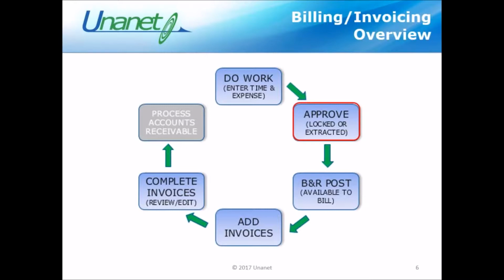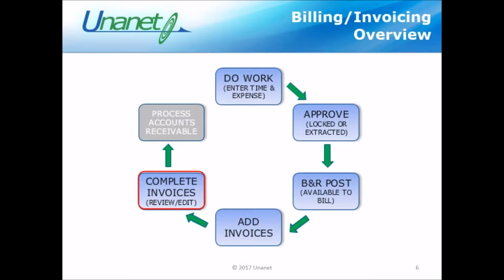Okay, so we did the work, we approved those time and expenses. So they're in locked or extracted status, and now that means that they're available for posting. So we're going to perform the billing and revenue post, and that sets up those items that are ready to be billed. Once the billing and revenue post has been completed, we're able to create customer invoices. So this is on the Uninet menu as Add Invoices. After we add the invoices, we have an opportunity to take a look at those, review them, maybe make some edits before completing the invoices, and that's the system terminology, complete the invoices.